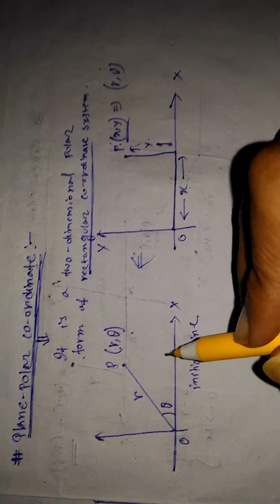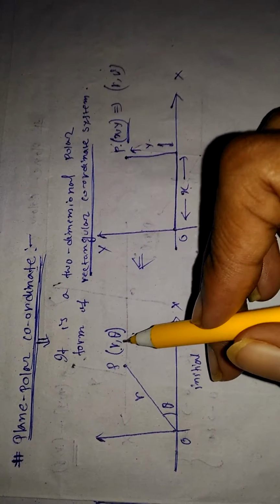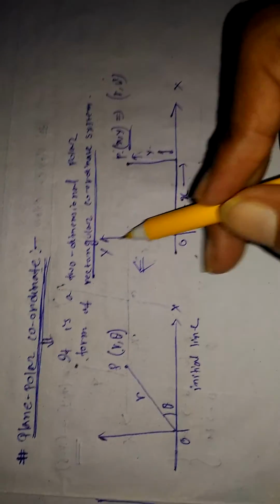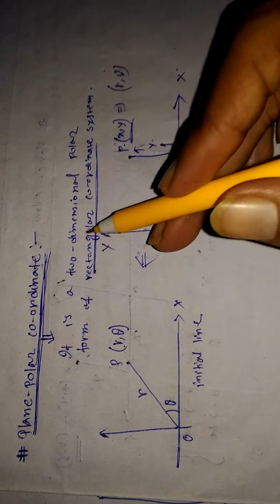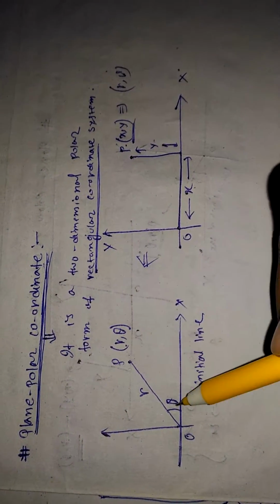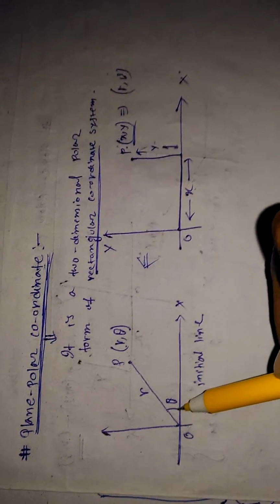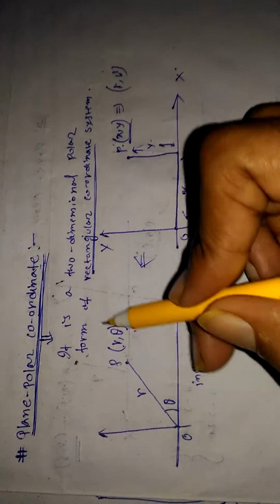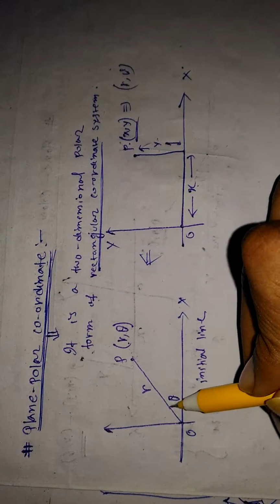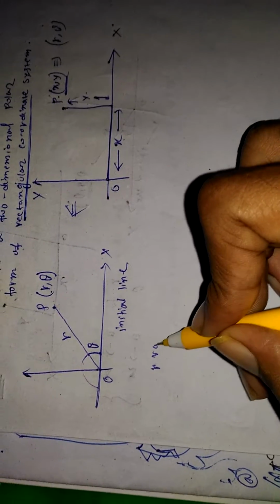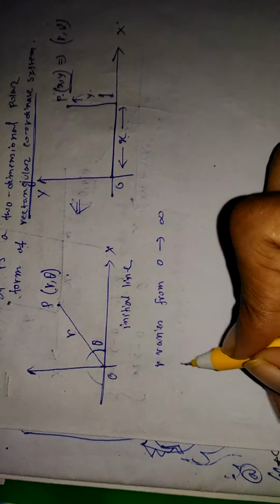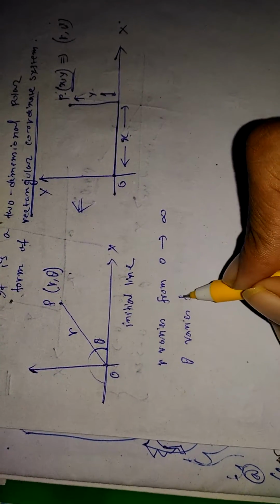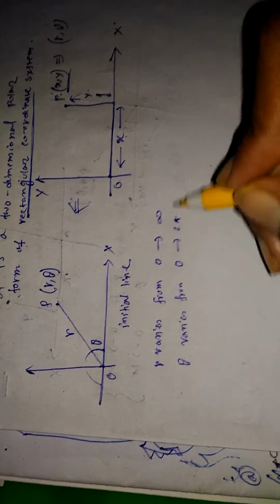Now this r and theta cannot take any values. Here x and y can take any values, or any real number, along this axis: minus infinity to plus infinity, and here also minus infinity to plus infinity. But r and theta cannot take values like this. Here r can take only values from 0 to infinity and theta can take only values from 0 to 2pi. So we can write down that r varies from 0 to infinity and theta varies from 0 to 2pi.